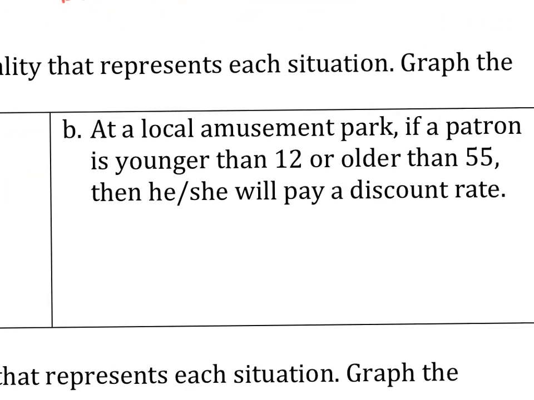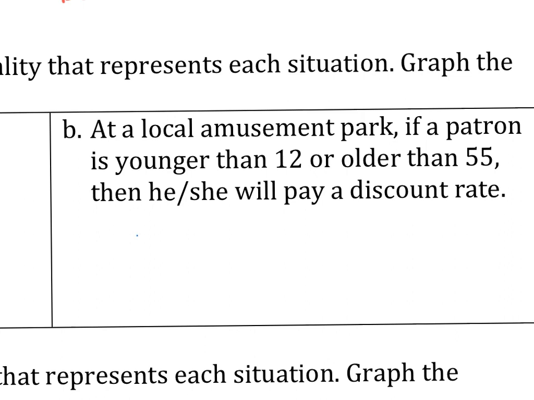Next, let's look at a different situation, which is similar to the Canby Lake explanation that I gave earlier. At a local amusement park, if a patron is younger than 12 or older than 55, then he or she will pay a discount rate. Notice that a person cannot be under the age of 12 and also be over the age of 55. That's a logical impossibility. A person cannot be both of those simultaneously. So here's how we write that.